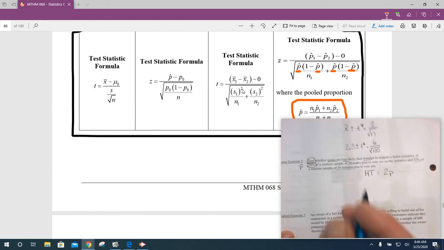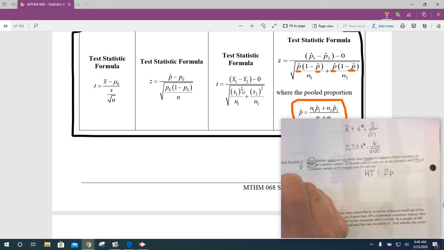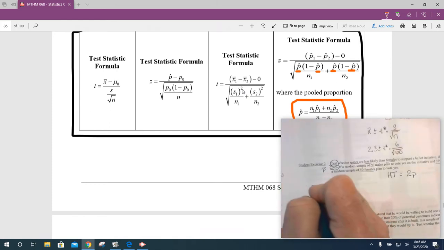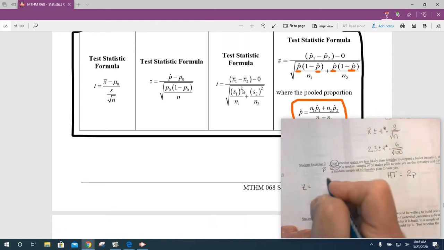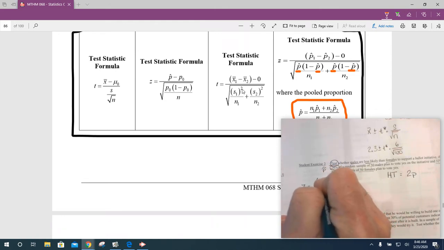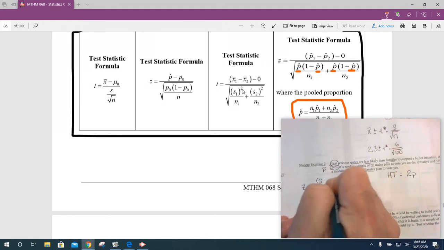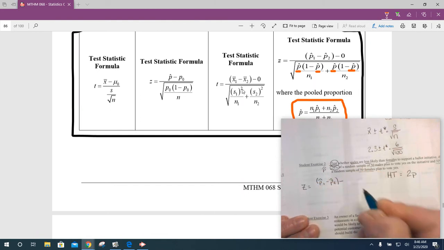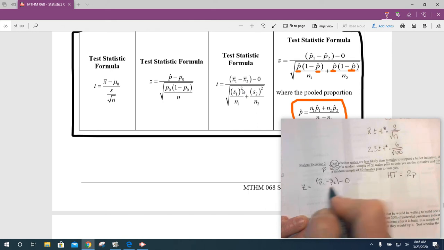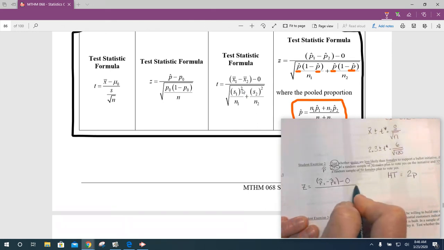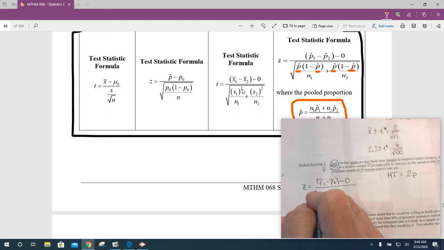So first of all, I'm going to look and see what I have in this. So the formula I'm utilizing is, oops, sorry, I was off the screen there, is going to be Z equals p hat 1, that's the proportion of set 1, minus the proportion of set 2, minus 0. Why 0? That's the null hypothesis. Remember, nothing going on. Divided by a great big square root here.